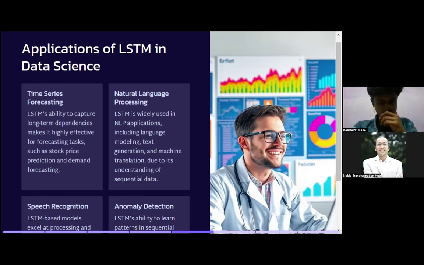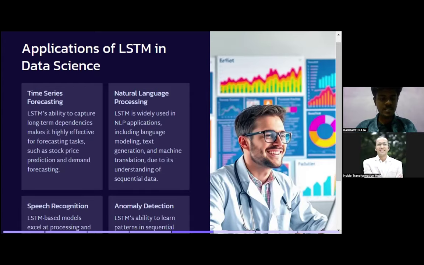Natural language processing: LSTM is widely used in NLP tasks, including language modeling, text generation, and machine translation, due to its understanding of sequential data. For example, consider a statement like "I am going to temple." "I" is the first word. What is the next word to come? "Am." When I give "I" to the model, it needs to predict "am." This kind of sequence in the data can be managed and handled by a sequential model such as LSTM.